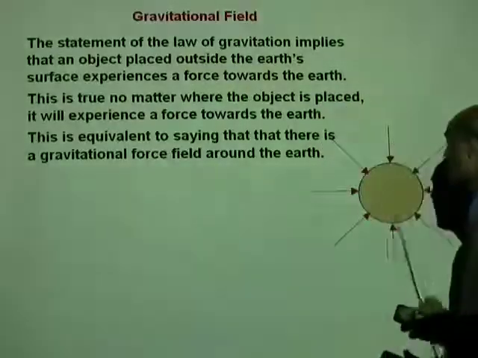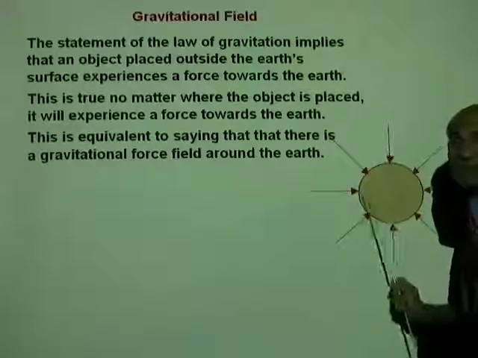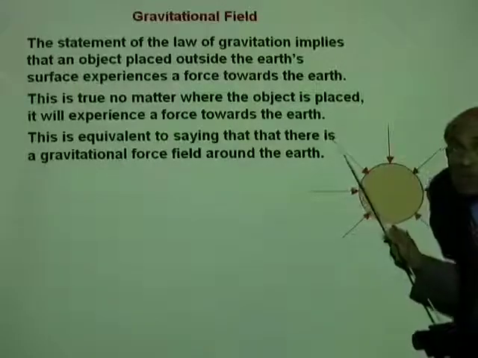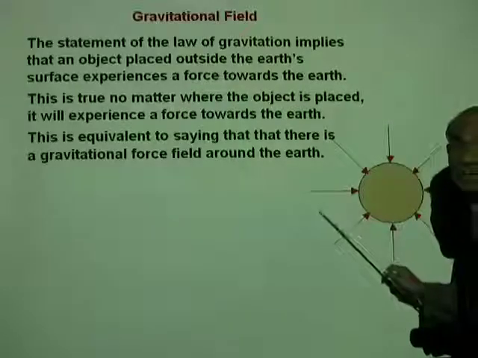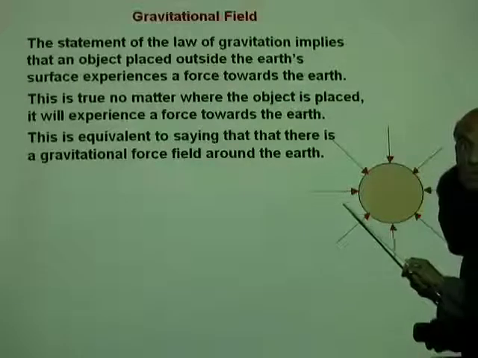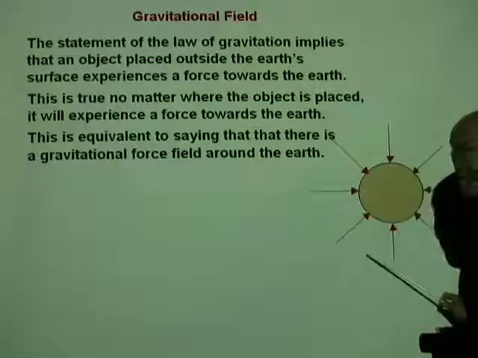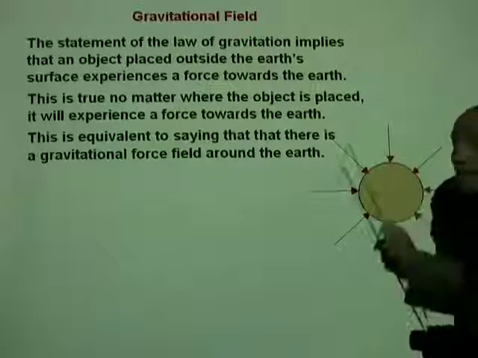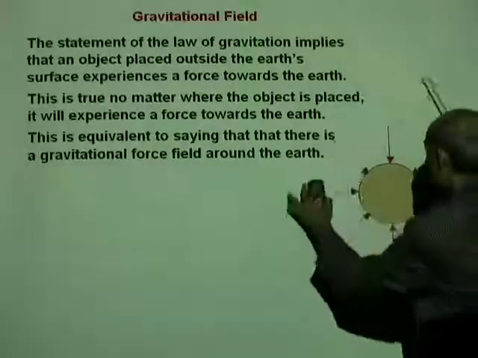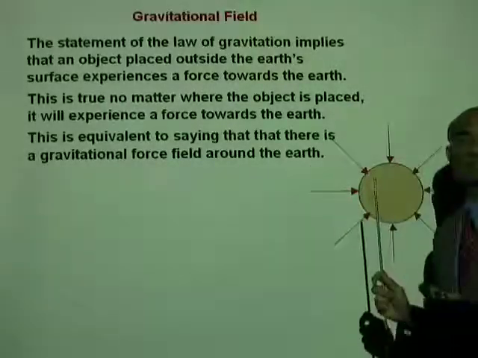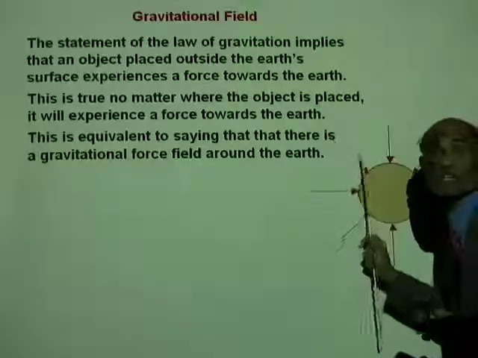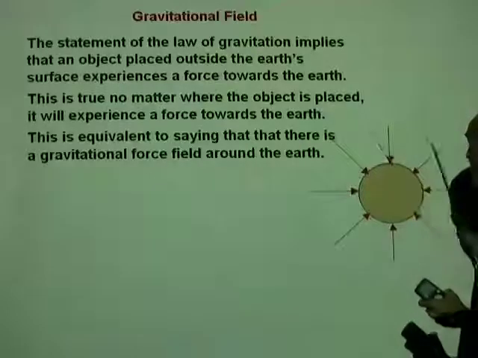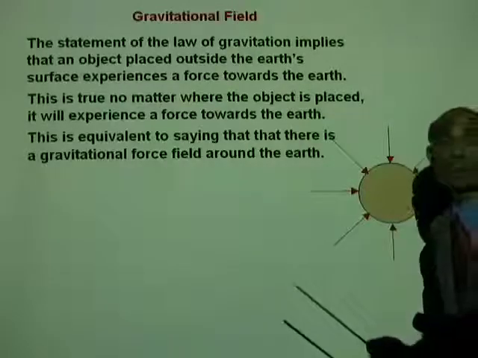Now, here is the Earth. I have used arrows to represent this. If I keep an object here, it will fall towards the Earth. If I keep an object here, it will fall towards the Earth. If I keep an object over here, it will fall towards the Earth. That means the space surrounding the Earth where the Earth exerts a force on other objects is the gravitational field of the Earth.